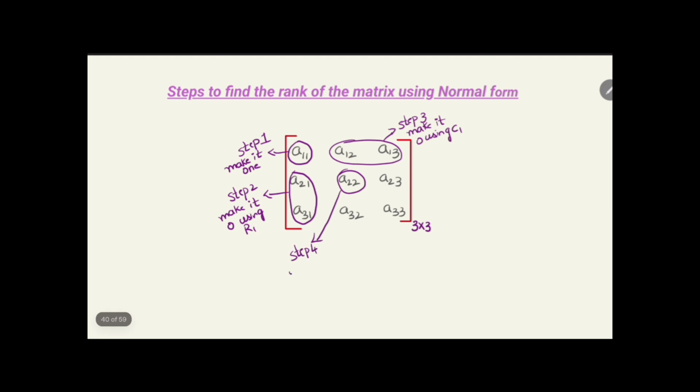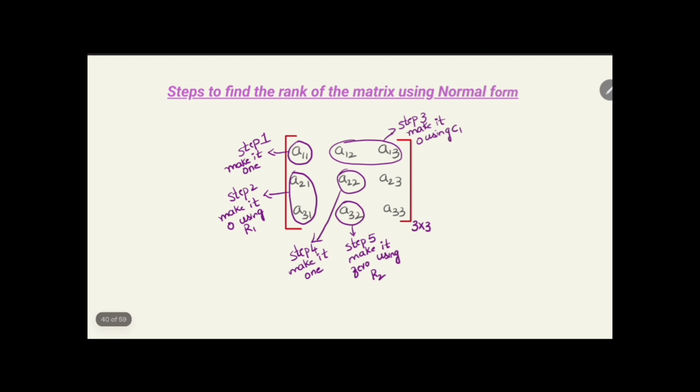That is step 4. Make it 1. Now next we have to make the element below this second diagonal element, that is A32, as 0. For that you have to make use of step 5. Make it 0 using R2.